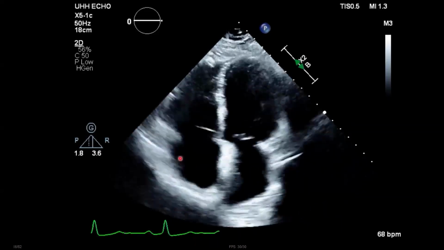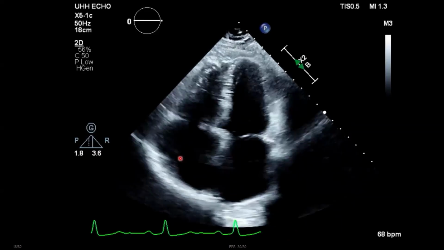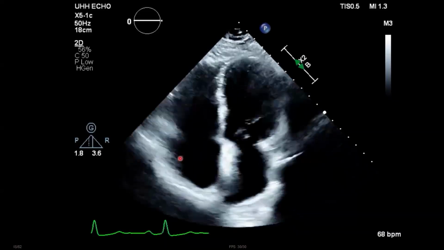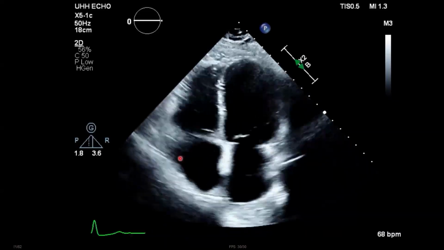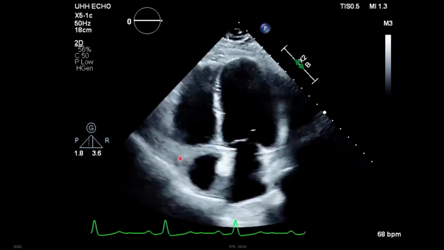And this is the main reason why pulmonary hypertension has such a high mortality rate: its effect on the right ventricle.